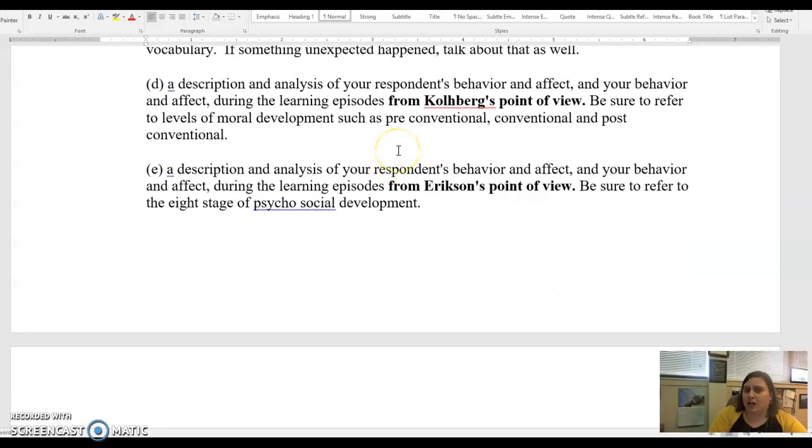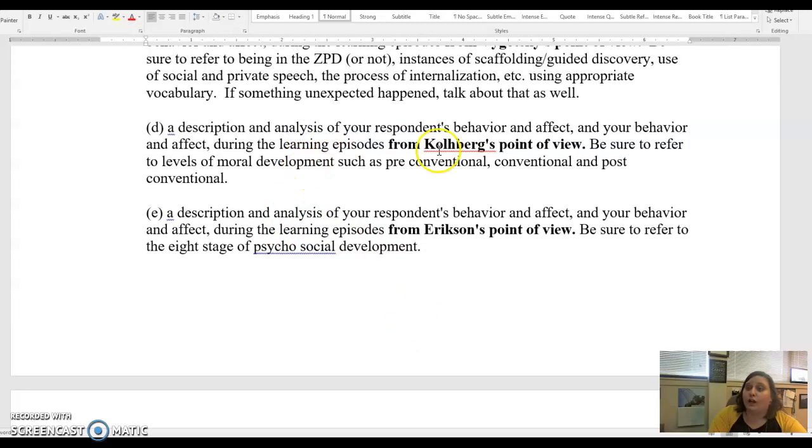Next, you're going to talk about the psychosocial domain. So you're going to write about Kohlberg, and he's the moral development guy, and he is talked about mostly in your book in the middle childhood social emotional chapter. So you want to go into there and talk about what stage of moral development this situation fits under: pre-conventional, conventional, or post-conventional.